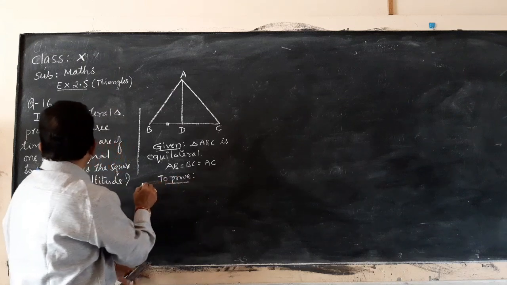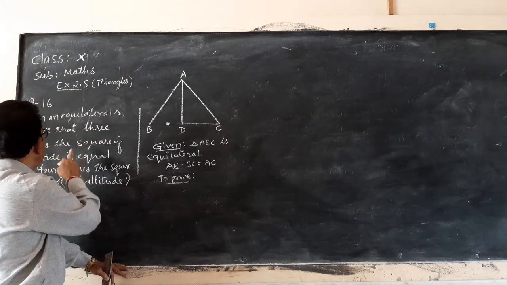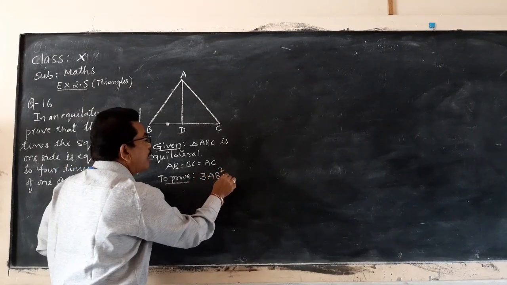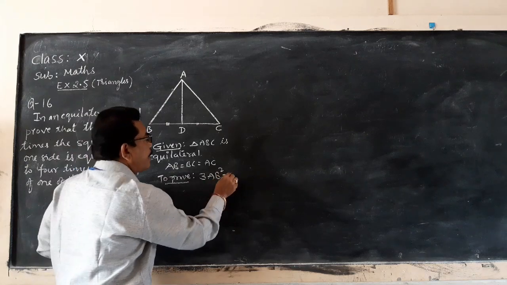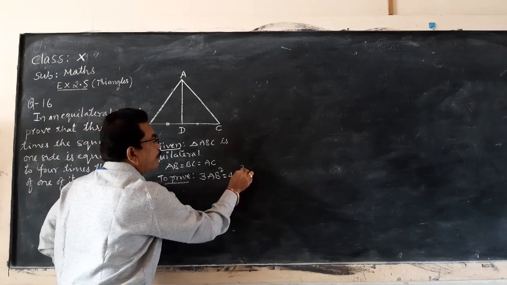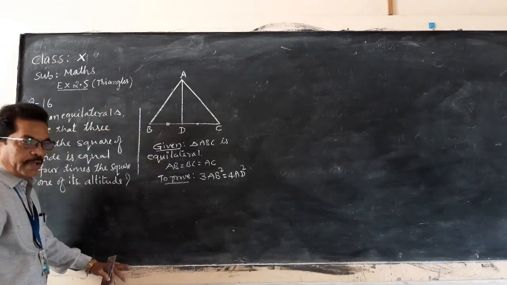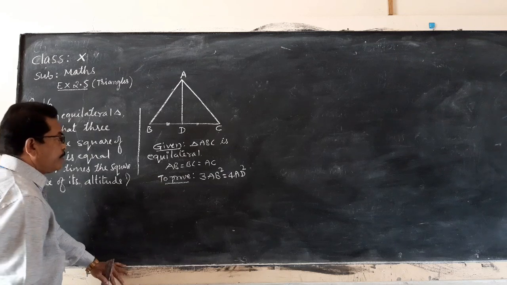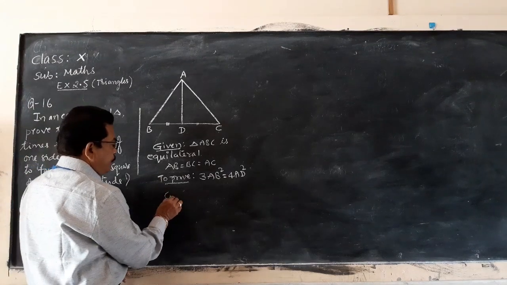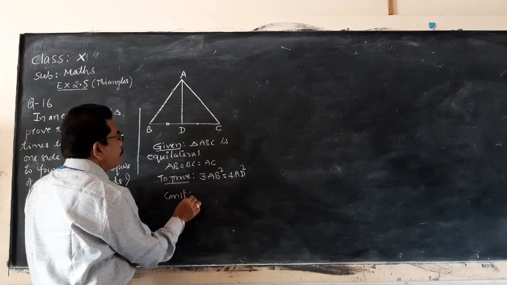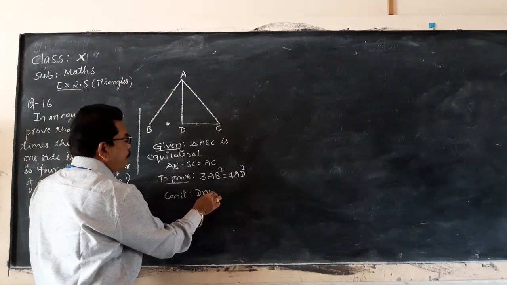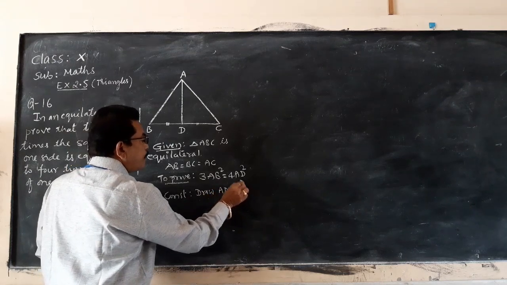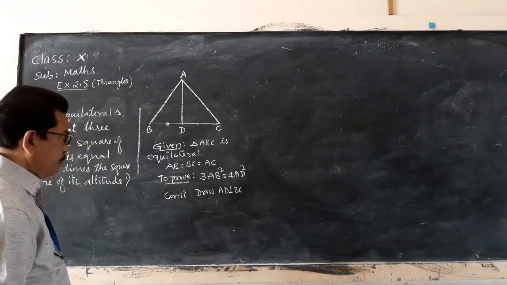that is, in an equilateral triangle, prove that 3 times the square of one side, 3AB square equals 4AD square. That is 3AB square equals 4AD square. AD is perpendicular to BC.